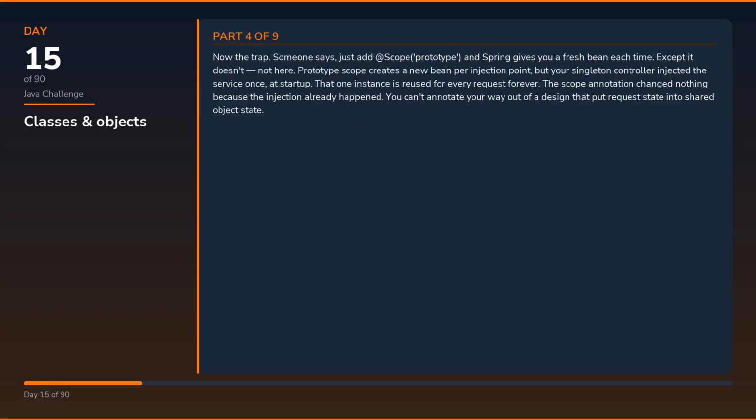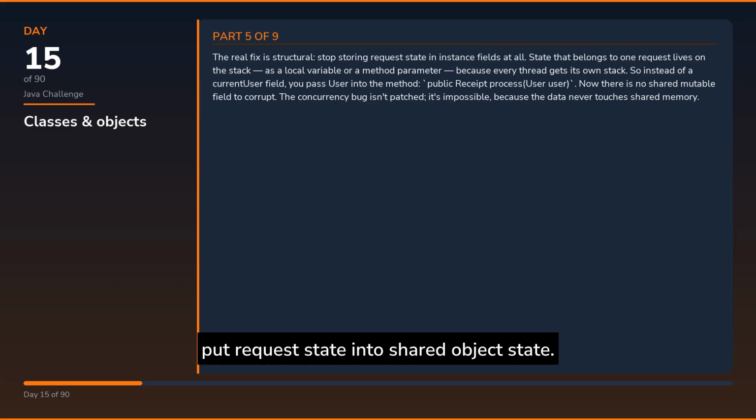Now the trap. Someone says, just add @Scope("prototype"), and Spring gives you a fresh bean each time. Except it doesn't, not here. Prototype scope creates a new bean per injection point, but your singleton controller injected the service once, at startup. That one instance is reused for every request forever. The scope annotation changed nothing because the injection already happened. You can't annotate your way out of a design that put request state into shared object state.